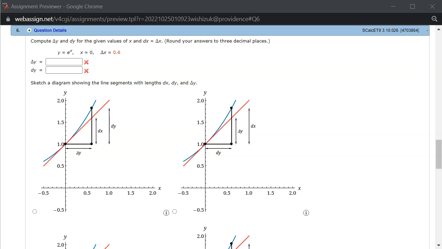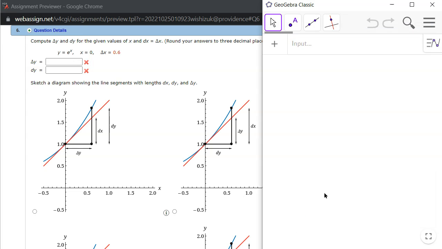All right, let's look at homework 3.10, problem number 6. Let's find the value of delta y and dy. They're not quite the same, even though dx and delta x are exactly the same. Delta y is the actual difference in y value, so function value. In this case, the function is e to the x.